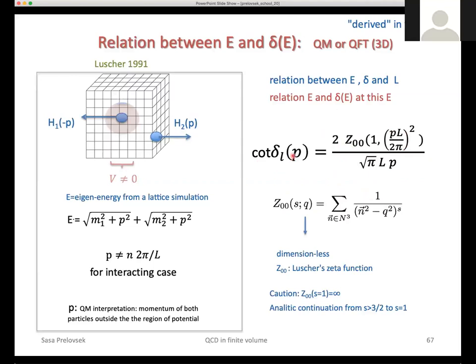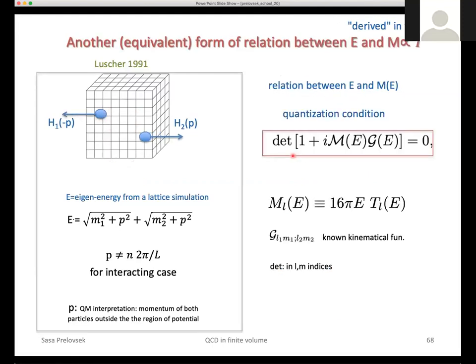Of course, here I'm just giving you the result. I have to give you a glimpse of the derivation, but I wanted to give you the result before I get you to a little bit painful derivation. A little bit more general result that we'll derive first is the following. Again, you have your eigenenergy and you extract the momentum from it.